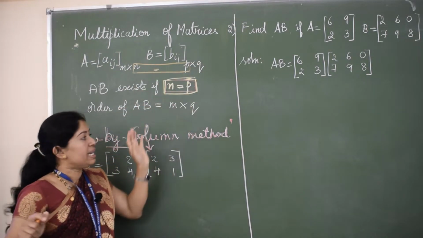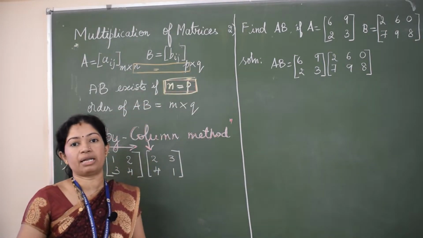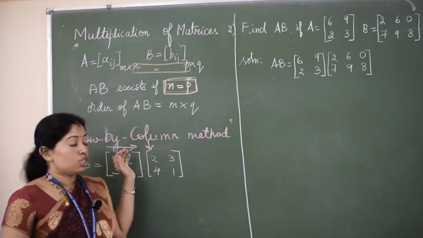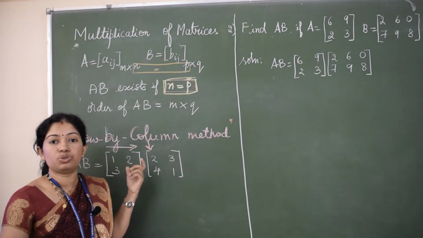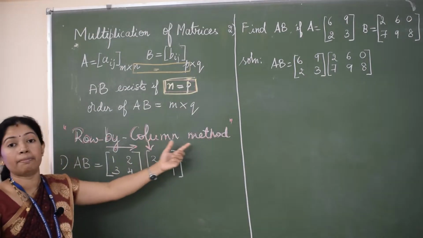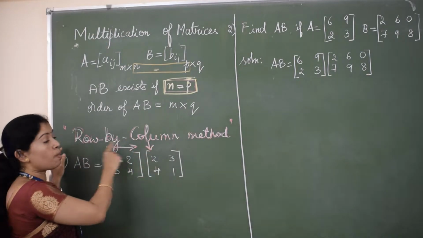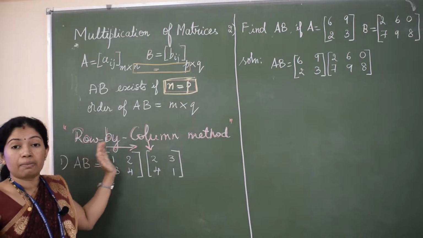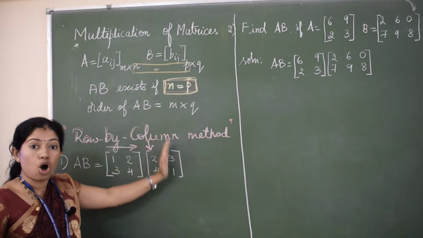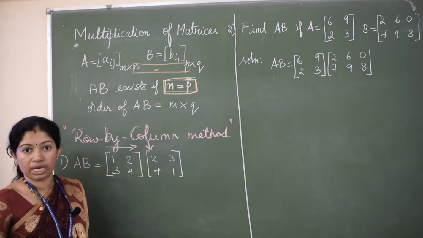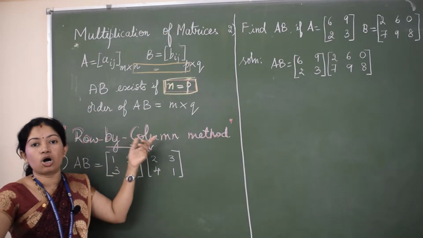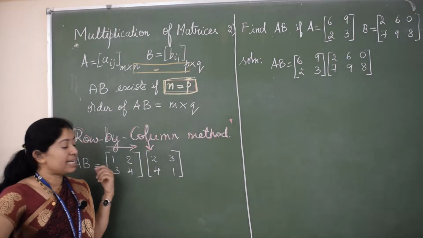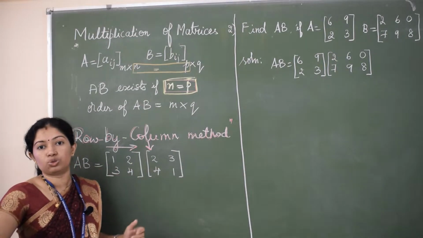Okay. Next, let us see how actually we can multiply two matrices. To multiply two matrices, we use the row by column method. Remember this word, row by column. From the first matrix we are taking the rows, and we are multiplying the rows with the columns of the second matrix. So the method is the row by column method. Let us take an example and multiply those two matrices.